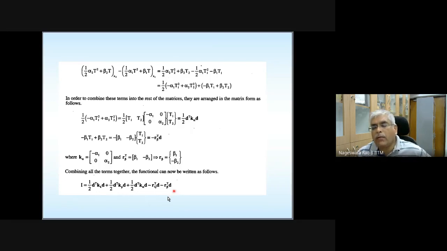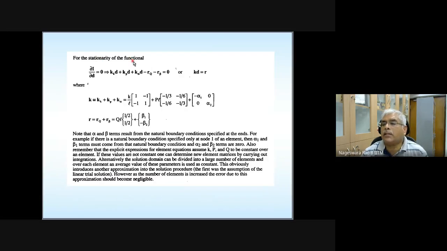So once you get the equivalent functional in terms of finite element approximation, what is the next step? You need to apply the stationarity conditions. You need to take the partial derivative of I with respect to t1 equated to 0, partial derivative of I with respect to t2 equated to 0, and you get two equations. Combine the two equations, then you are going to get the element equations. So that is what is done here, applying stationarity conditions.